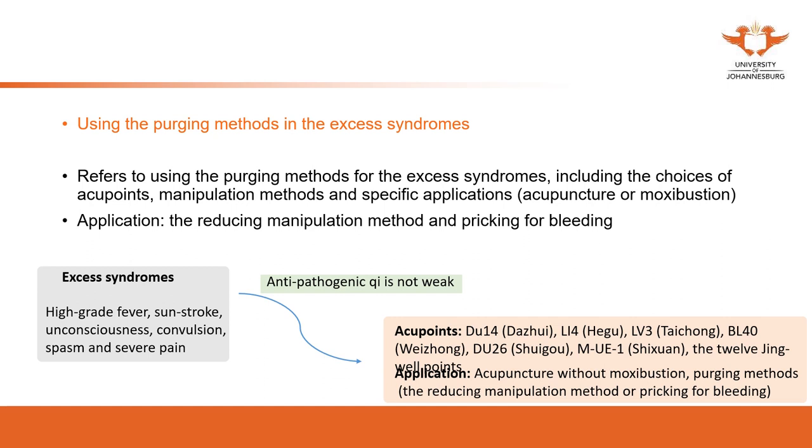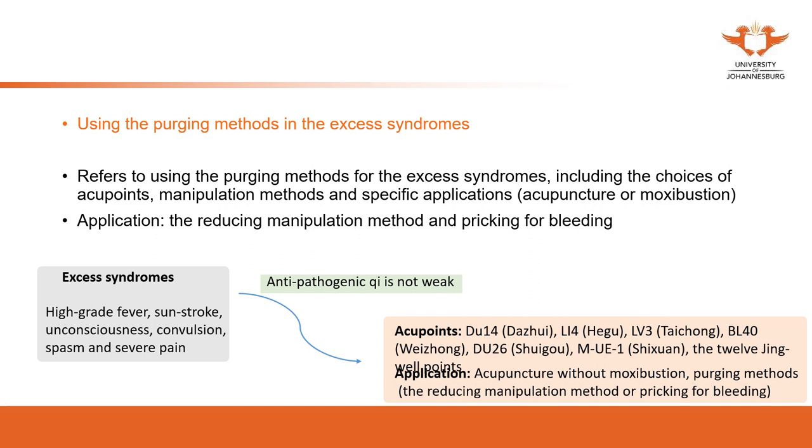Using the purging method in excess syndrome. Excess syndrome refers to the excess of pathogens. We can use the reducing manipulation method or prick for bleeding. Excess syndrome, this is just an example. It doesn't have to be that all excess syndromes present exactly the same. High grade fever, sunstroke, unconsciousness, convulsion, spasm, and severe pain.